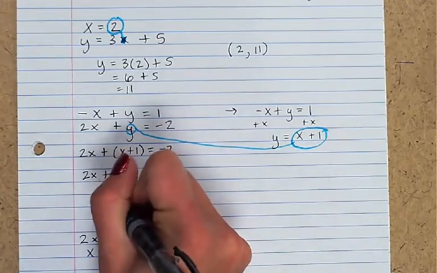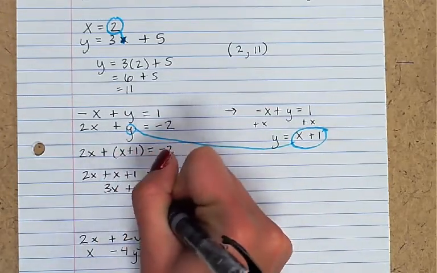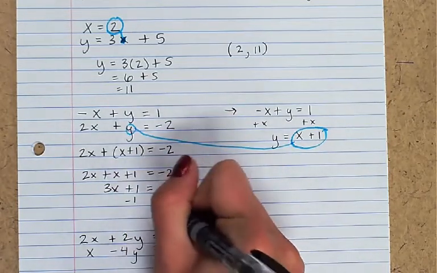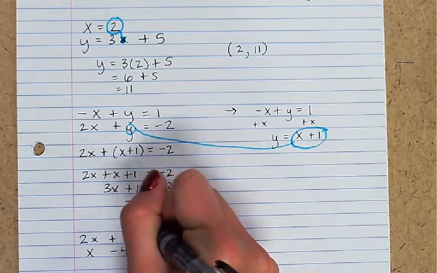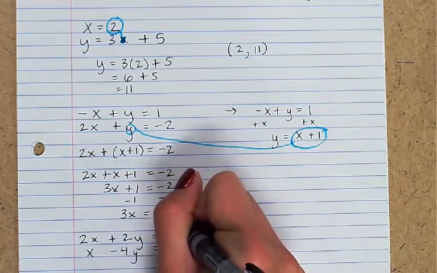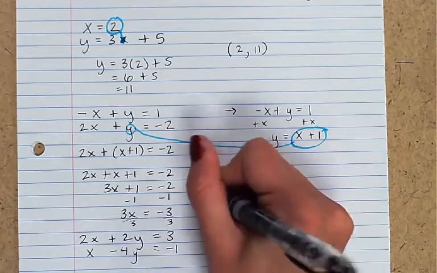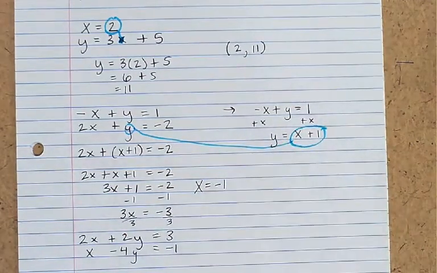Combine like terms, and then solve for x. So just subtract 1. Remember, if I'm ever going too fast, feel free to pause the video. And then the last thing we do is divide by 3. So x equals negative 1.